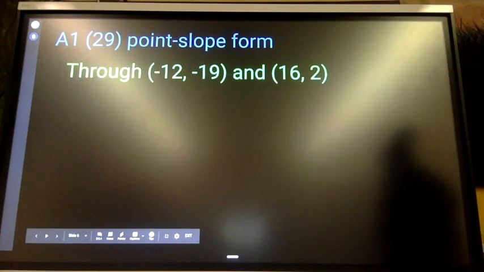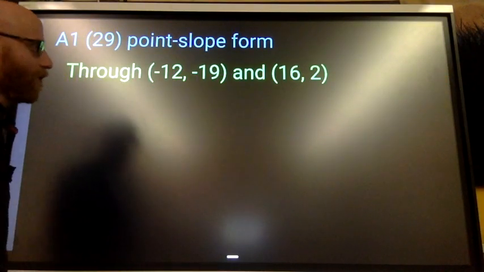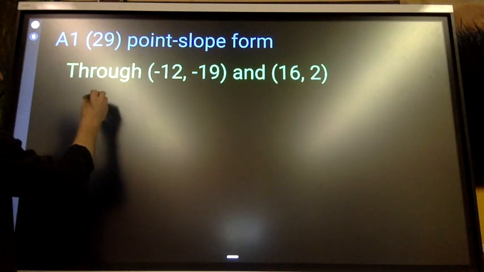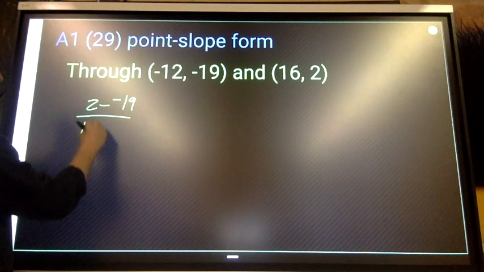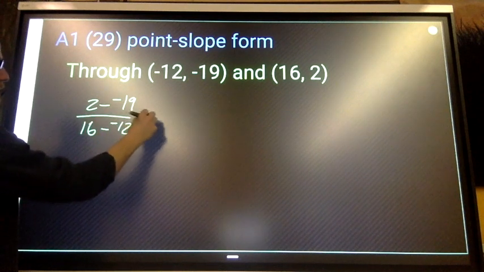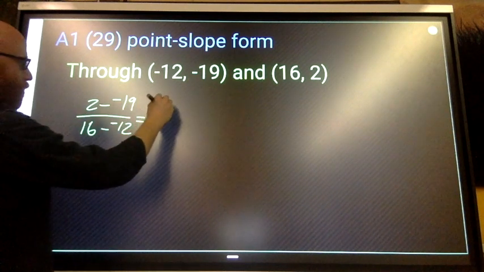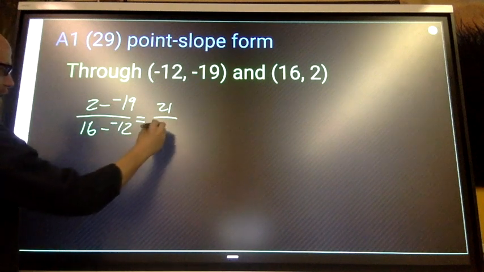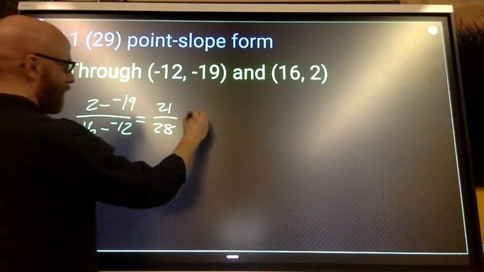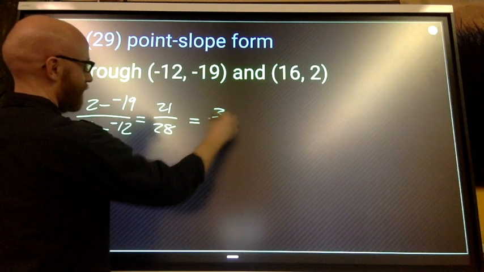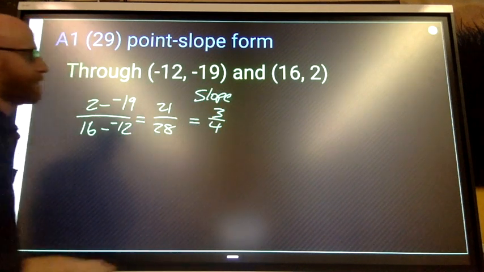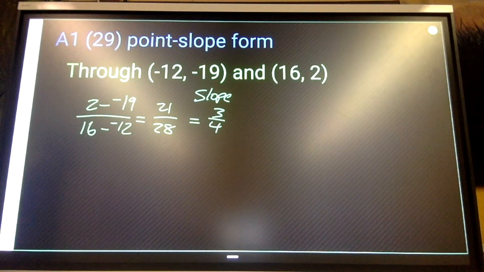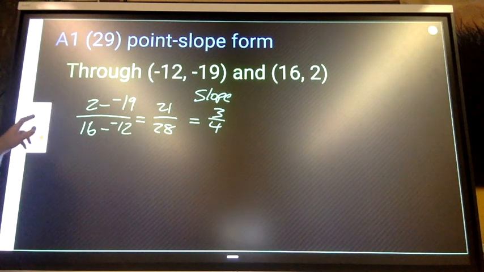Alright, if I'm given 2 points, first I need to find the slope. So, slope would be 2 minus -19 on 16 minus -12 is 21 on 28, or that simplifies down to 3/4. That's my slope. And then I can pick either point to use to write my equation.